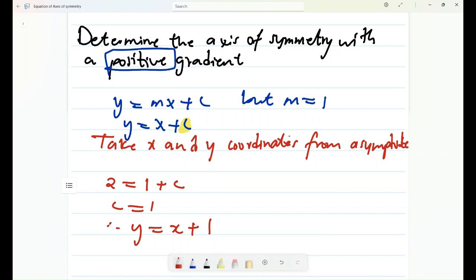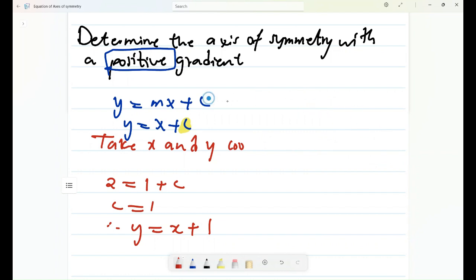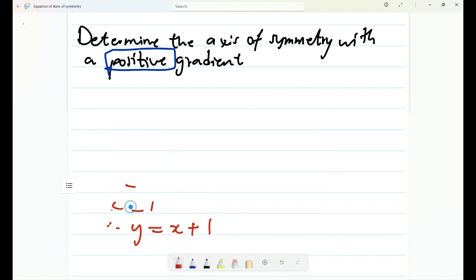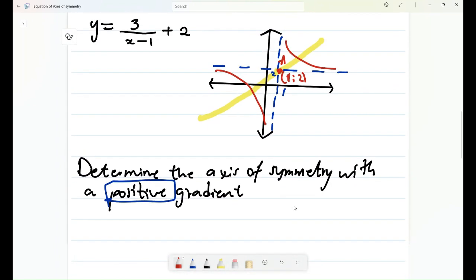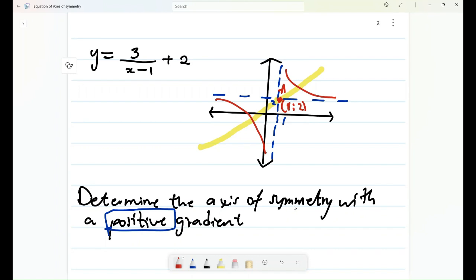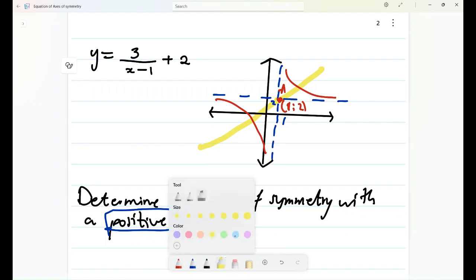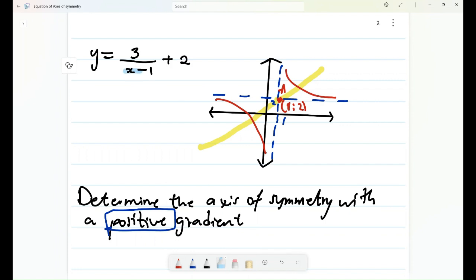But I'm going to come and make your life easier. How? I'm going to say to you, my grade 11 and grade 12 learners, do not stress yourself about anything. If you are required to find the axis of symmetry with a positive gradient, come here. Whether positive or negative gradient, come here. Take this part. Let me change my highlighter. Take this part.